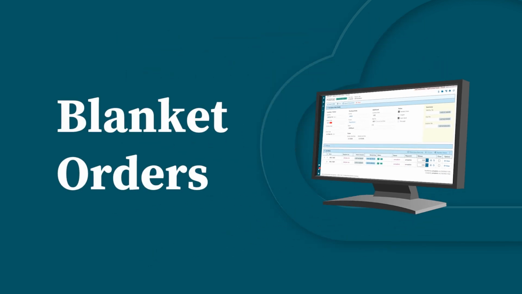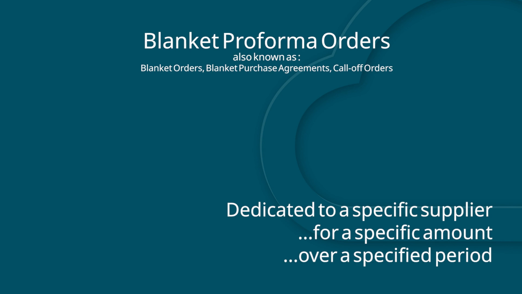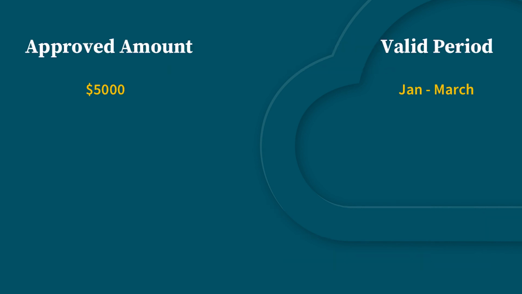In this video, we're going to cover Blanket Pro Forma Order functionality within Advanced Requisition Management. Blanket Pro Forma Orders, also referred to simply as blanket orders, blanket purchase agreements, or even call-off orders, are purchase orders established with a specific supplier where pricing is negotiated and agreed upon in advance for use over a defined period. At the outset, a total approved amount and an active period are established.